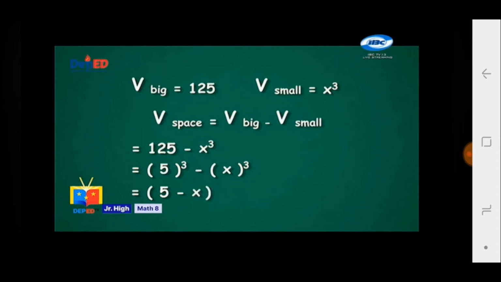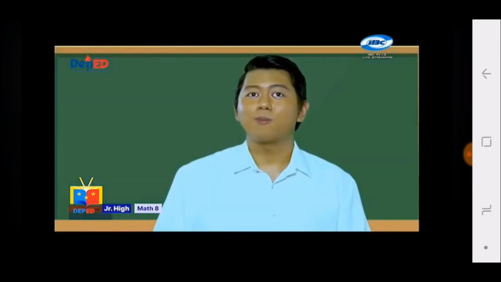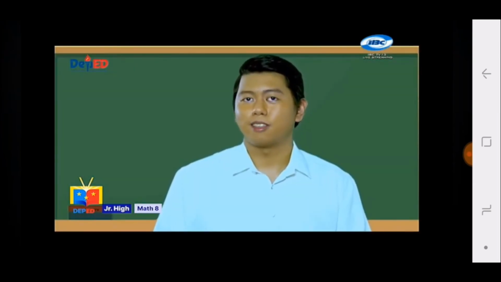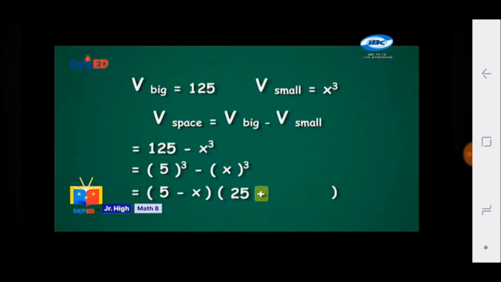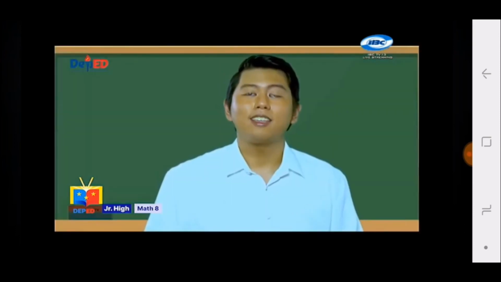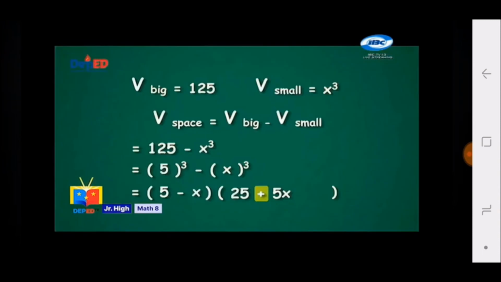Then, the first term of the trinomial factor is the square of 5, which is 25. The next operation is opposite the binomial. What is opposite of minus? It is plus. Then the middle term is the product of 5 and x. 5 times x is just 5x. The last sign is always positive or a plus sign. So finally, the last term is the square of x, and it is x squared.